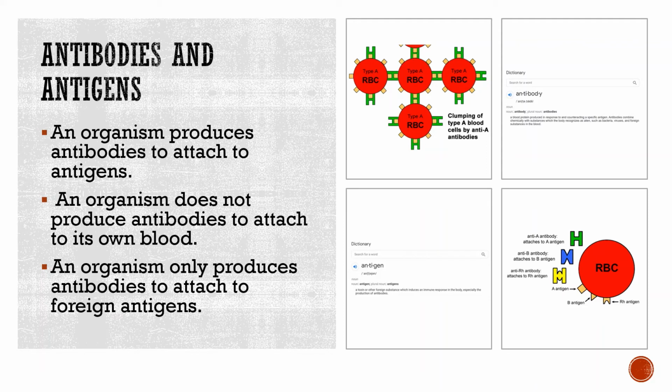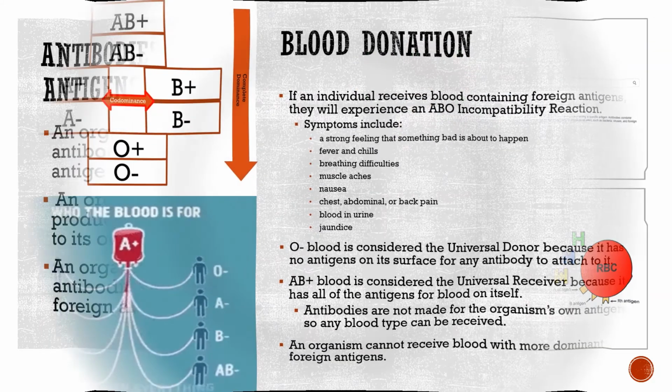And let's say I was A negative. So if a positive blood type came into my system somehow, I would also make positive or RH antibodies to attach to the RH antigens of foreign blood.